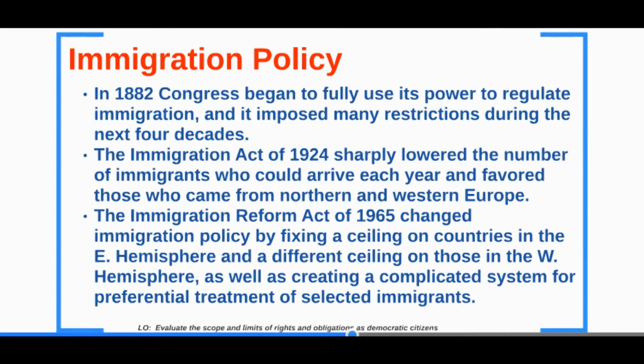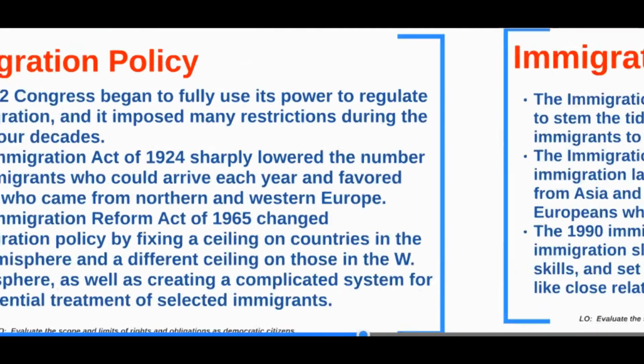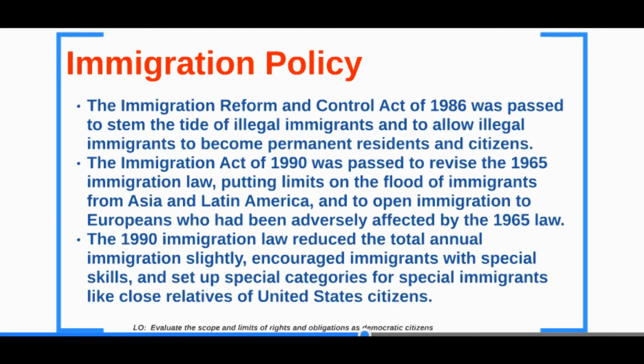The Immigration Reform Act of 1965 changed immigration policy by fixing a ceiling on countries in the Eastern Hemisphere and a different ceiling on those in the Western Hemisphere, as well as creating a complicated system for preferential treatment of selected immigrants. Immigration policy. The Immigration Reform and Control Act of 1986 was passed to stem the tide of illegal immigrants and to allow illegal immigrants to become permanent residents and citizens.